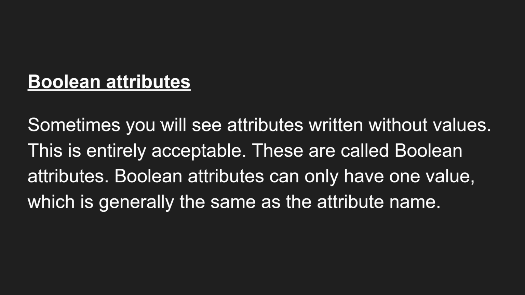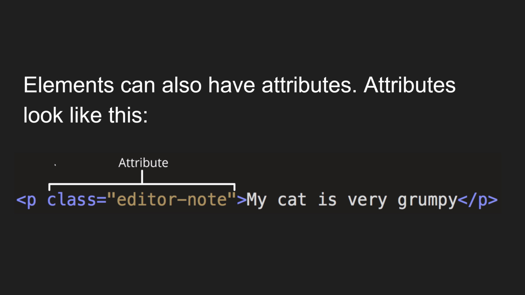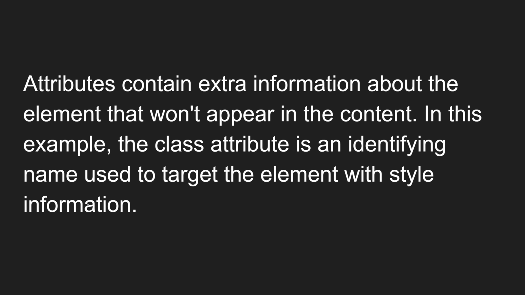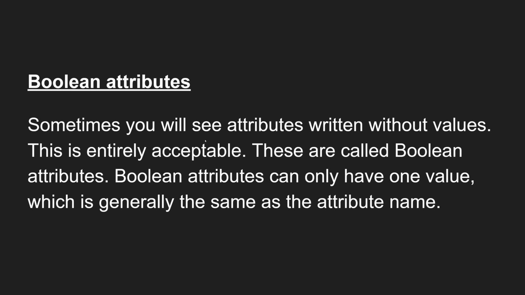Now there is also another type of attributes. Those are called Boolean attributes. So what are Boolean attributes? Sometimes you will see attributes written without values. This is entirely acceptable. These are called Boolean attributes. That means some of the attributes don't have a value. Here you know that this is a name and this is a value, right? Some attributes will not have a value. That means it will have only the attribute name. Those are called Boolean attributes.